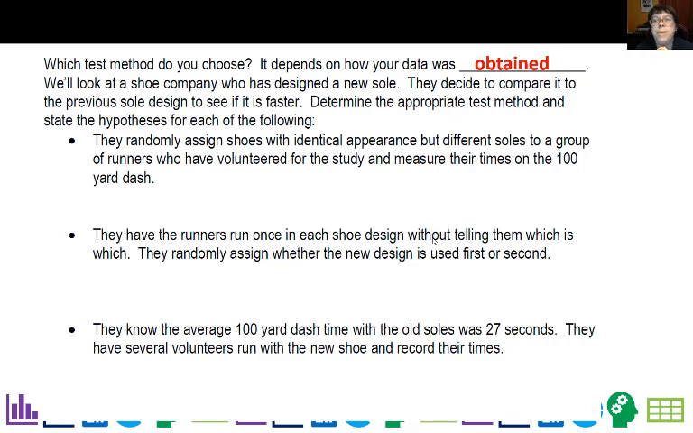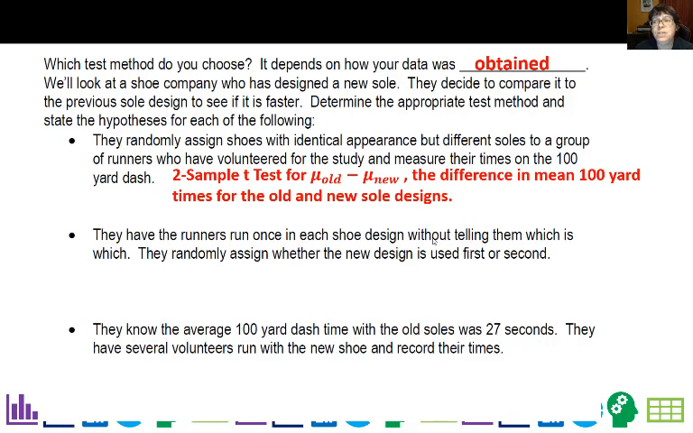Determine the appropriate test method and state the hypotheses for each of the following. So they randomly assign shoes with identical appearance but different soles to a group of runners who have volunteered for the study and measure their times on the 100-yard dash. All right. Now, even if they had the same number of shoes in each group, that doesn't mean that this shoe goes with this runner goes with that runner's shoe time. You see what I'm saying? So there's no matching going on. And I definitely have two sets of data.